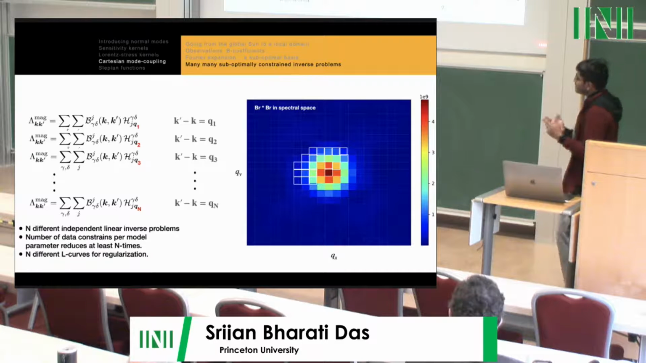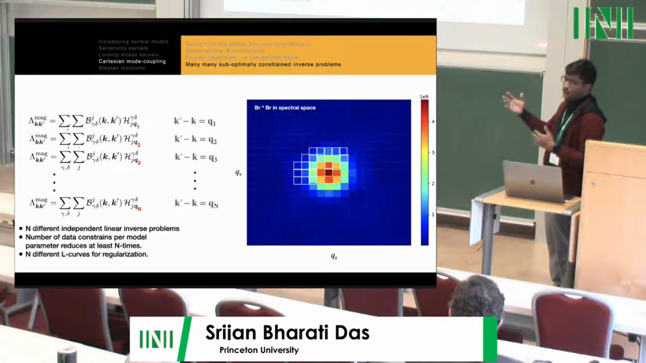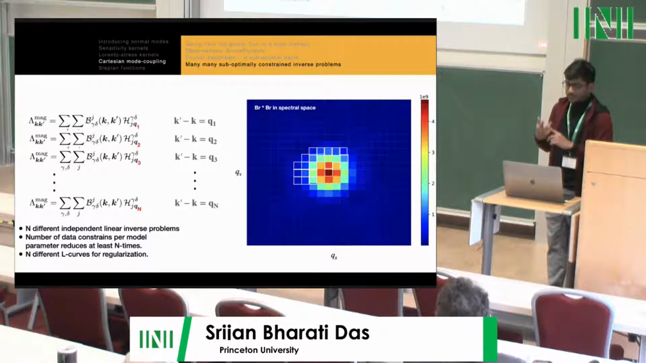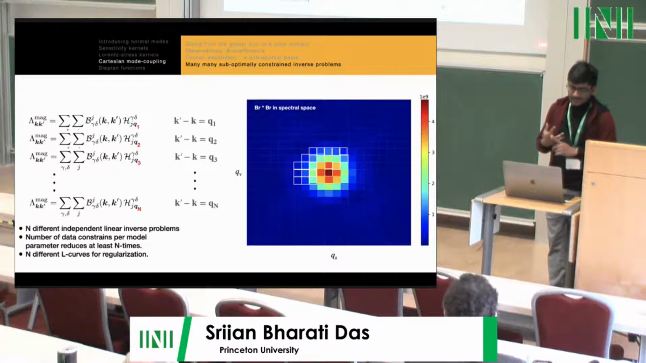And this essentially means that if we stick to the plane wave basis, there would be many, many independent linear inverse problems. And there are various problems related to this. The first one is that, again, the number of data constraints per perturbation is far less than we would want or we have.